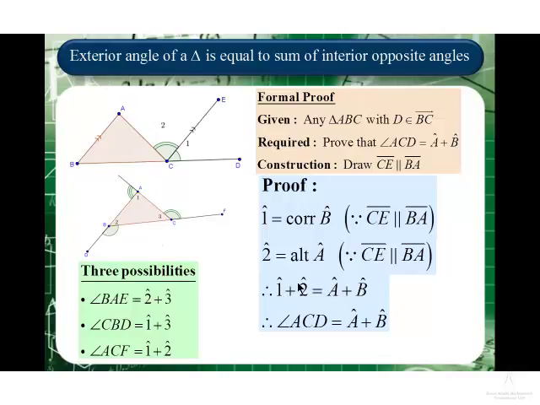So angle 1 plus angle 2 is exactly the exterior angle that we are looking for, the angle ACD, and this shows that it's equal to the sum of the opposite interior angles, angles A and B respectively. And this concludes the proof of the fact that the exterior angle of a triangle is always equal to the sum of the interior opposite angles.